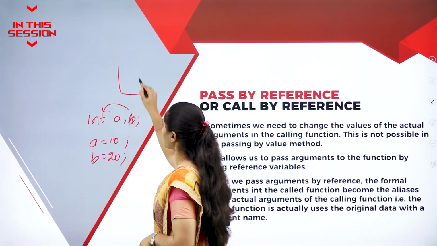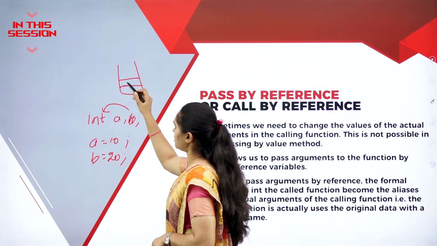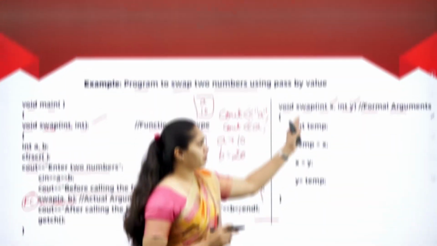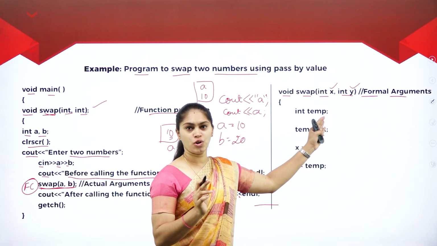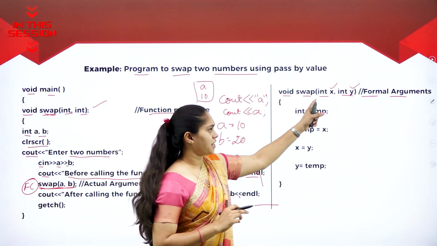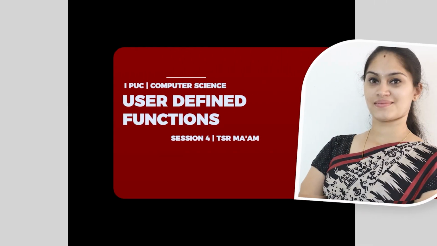If you look back at the memory locations of A and B, they are stored somewhere else in memory. Will they have their own values? No. Whatever I have sent for A and B will be assigned to X and Y.